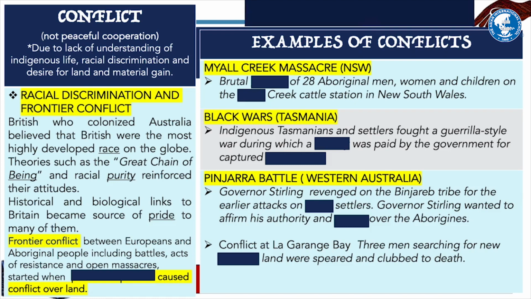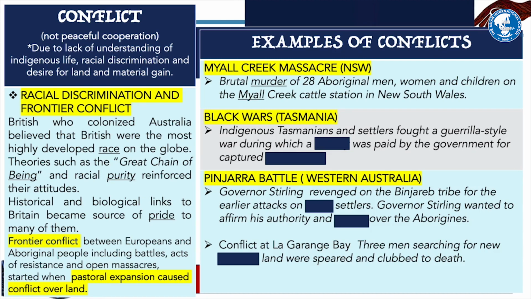And frontier conflict between Europeans and Aboriginal people, including battles, acts of resistance, and open massacres, started when pastoral expansion caused conflict over land. Examples of conflicts: the Myall Creek Massacre in New South Wales. This involved the brutal murder of 28 Aboriginal men, women, and children on the Myall Creek cattle station in New South Wales. Black Wars in Tasmania.